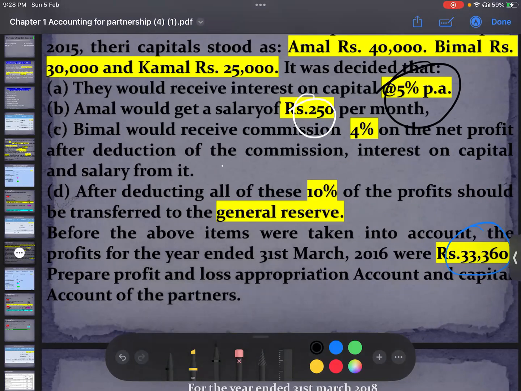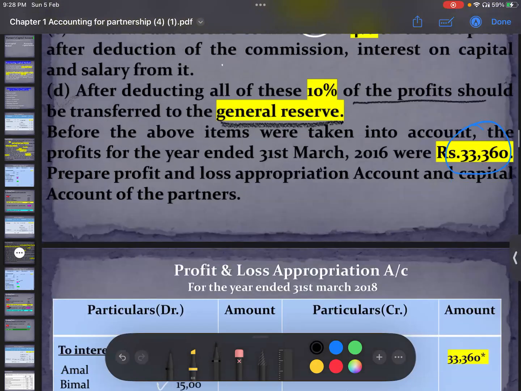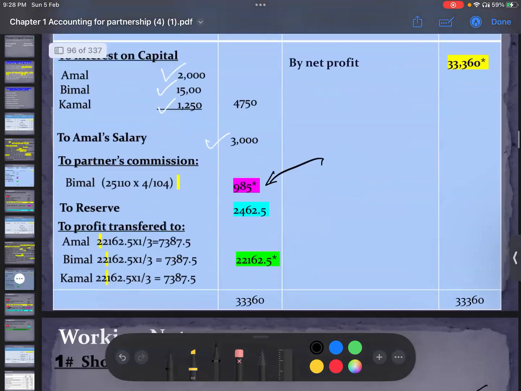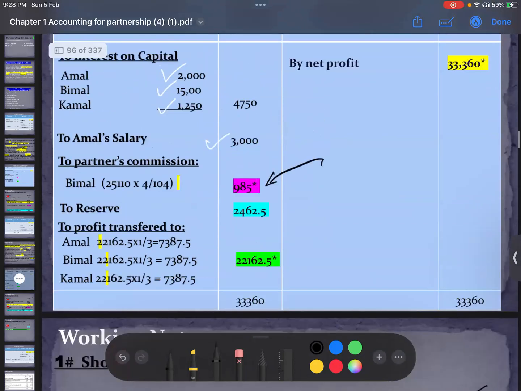Apart from this, in the question's adjustment D, it says after deducting all of these, 10% of the profit should be transferred to general reserve as well. So after deducting all of this, the remaining profit will be 24,625, and on that we'll calculate 10% reserve that will be transferred to the reserve, that will be debited to the P&L appropriation account as well. So 2,462.5. And after reducing this, we'll get the divisible profit 22,162.5, which will be divided among all the partners in their profit sharing ratio, Amal, Bimal, and Kamal. They will be getting 7,387.5 each because all the partners are equal partners.